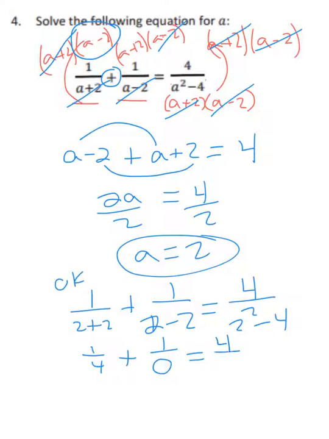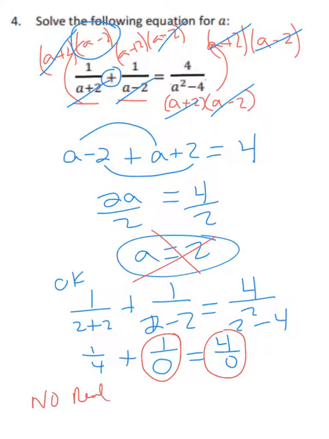equals 4 over 0. We ran into a problem here, didn't we? Am I allowed to divide by 0? No. So, actually, a turns out to not work. So, we have no real solution here out of this whole thing.